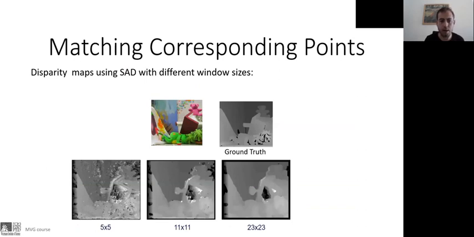Okay, so let's see what SAD gives us. Here you can see the input image, and that's the ground truth disparity. Here it is denoted with grayscale values, but it's the same idea. Brighter means larger. So let's see the disparity results where we use patches of size 5 by 5.